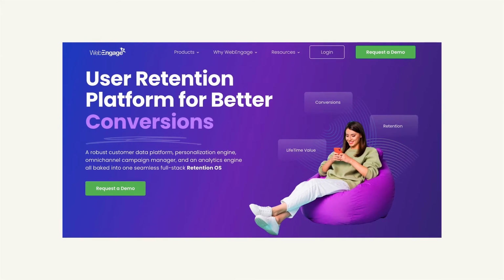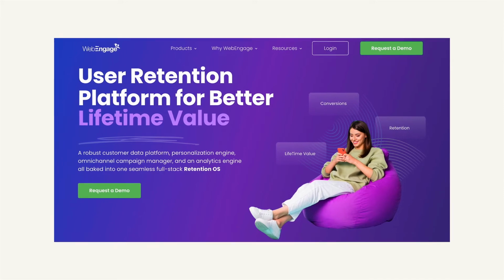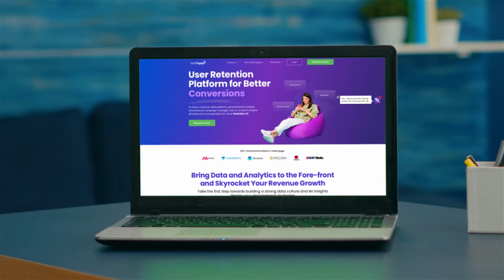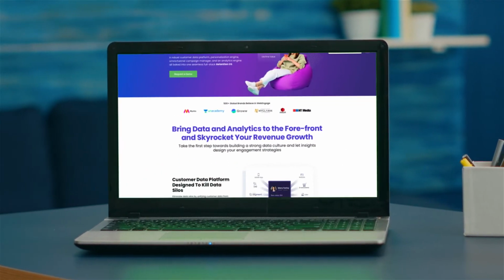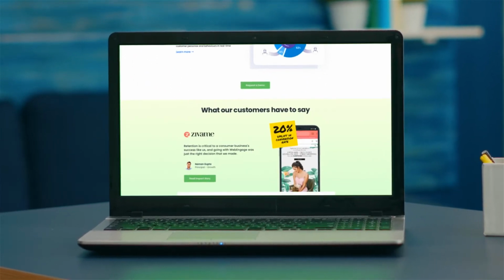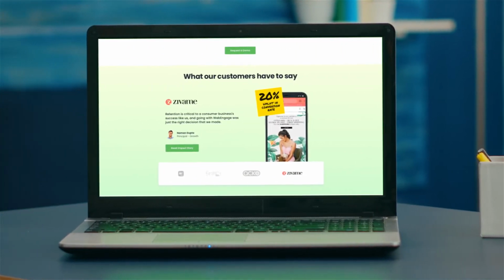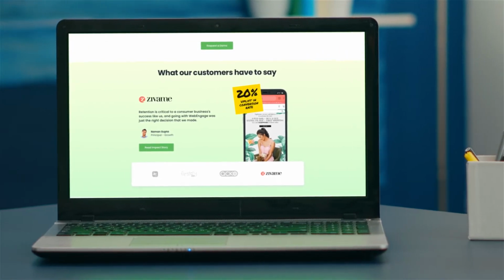WebEngage is a SaaS platform primarily focusing on retargeting, helping customers get on the online platform and retarget their customers, understanding the drops in their overall user life cycle and then targeting those gaps to increase the conversion rates which are currently there. So that is a brief about what WebEngage does.